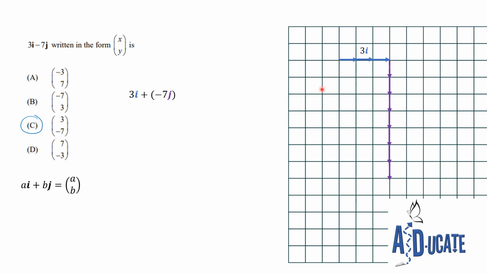Now the thing is, from start to finish, we could have a resultant vector showing that distance, like so. All right, and what would be the x and y component of this resultant vector? Well, you guessed it. It is 3, negative 7.